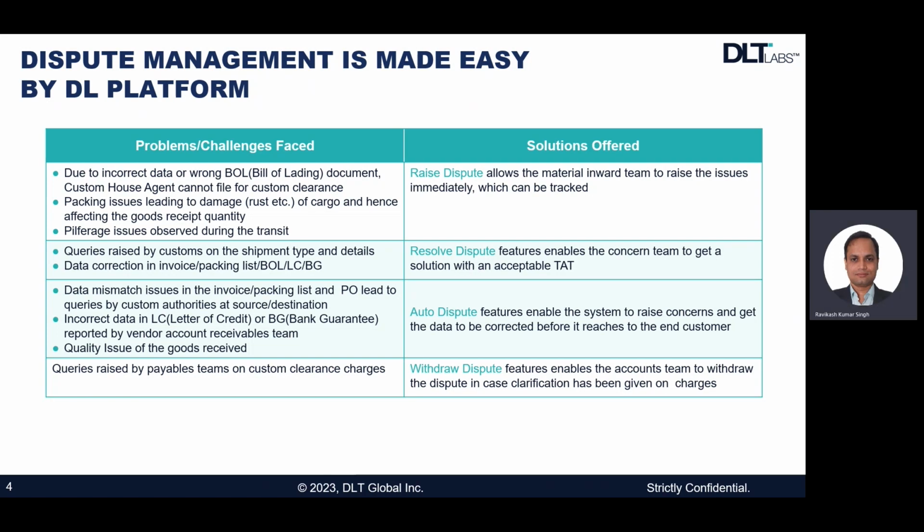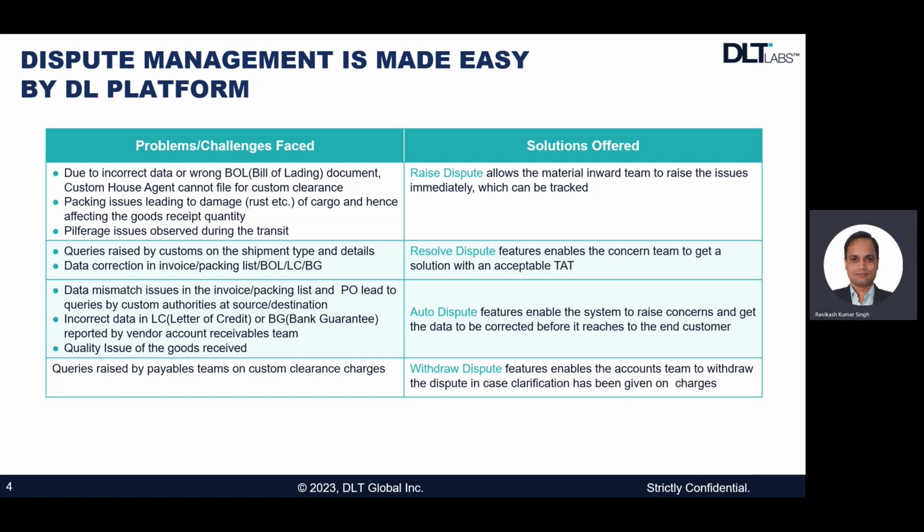Talk about the very first one. The custom house agent cannot file custom clearance because there is incorrect data present in any of the documents. There are also issues related to goods quality, which are usually noticed by the inward team who creates the GR in their store, and they want to highlight the packaging issues.